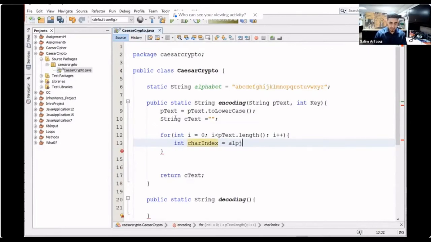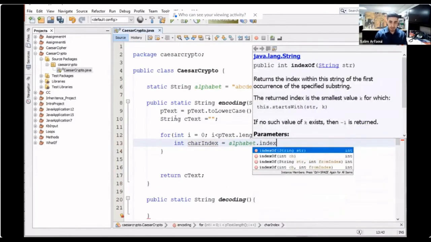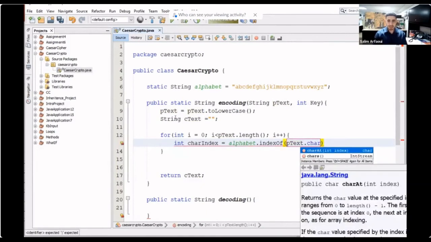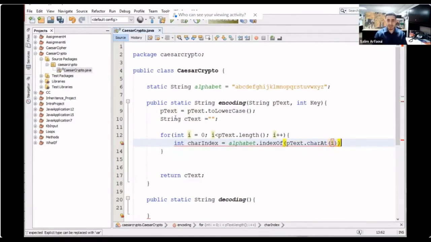So it's alphabet, spell it right? So alphabet is my variable. I'm going to get the index of my plain text dot char at i. What this does is find out the index of each one of the characters in the plain text that I received from the user. I'm going to find their index in my alphabet.